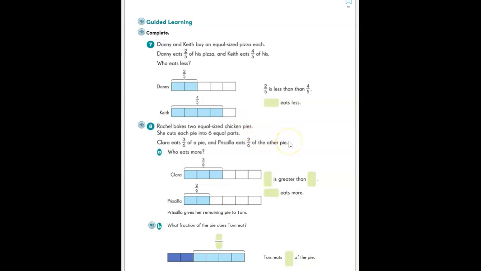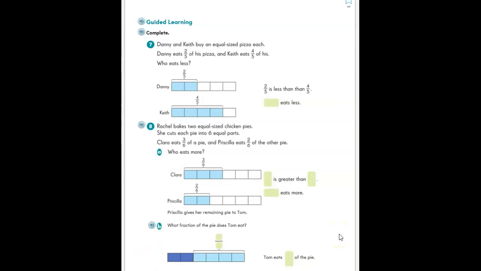Okay, number 8. Rachel bakes 2 equal-sized chicken pies. She cuts each pie into 6 equal parts. Clara eats 3/6 of a pie, and Priscilla eats 2/6 of the other pie. So we have two pies that are the same size. They're both cut into 6 equal pieces. And we can see here from the diagram that Clara ate more than Priscilla. So 3/6 is greater than 2/6. In this case, Clara ate more of that chicken pie.